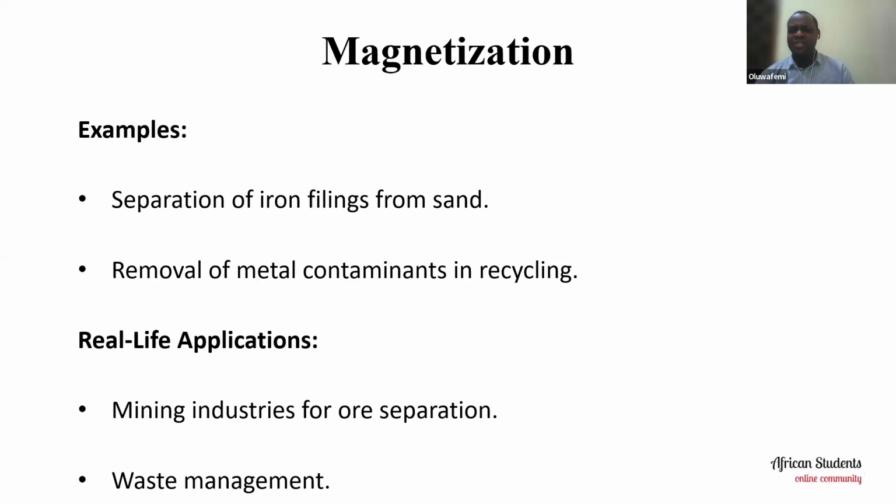What are real life applications? It is used in the mining industry for ore separation. If you want to separate an ore and it's metallic in nature, or it has a bit of iron or something, you can actually use magnetization to take out all those components and leave behind what you don't want, or vice versa, as the case may be. And it's also used in waste management. So these are real life applications of magnetization.